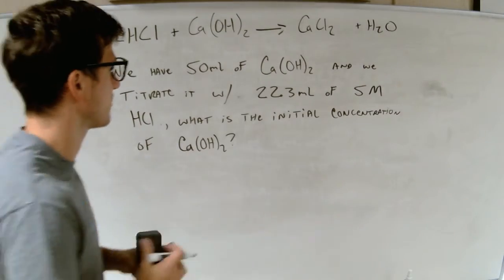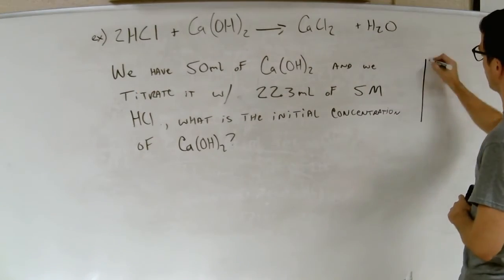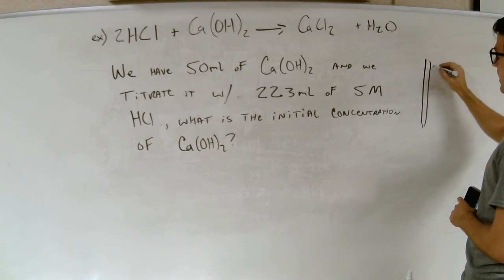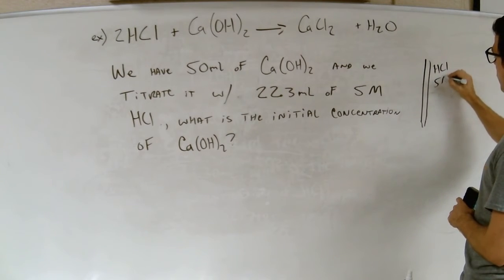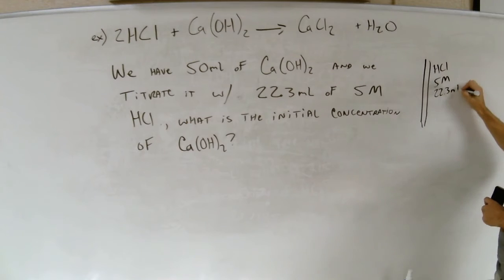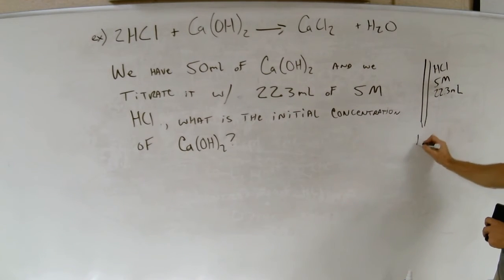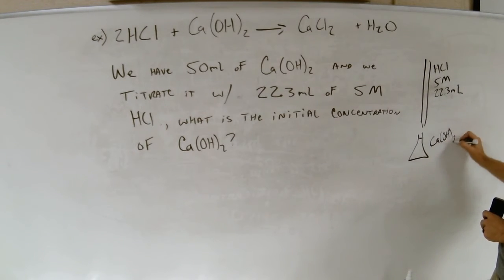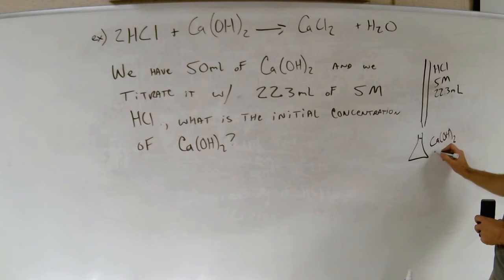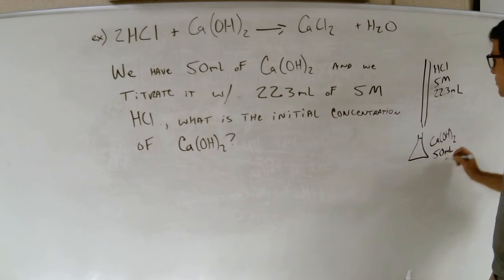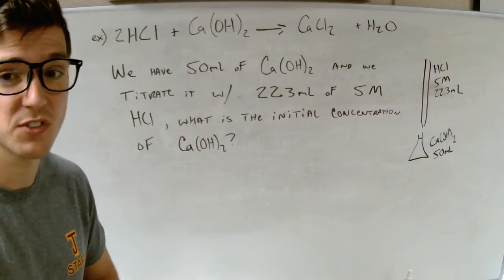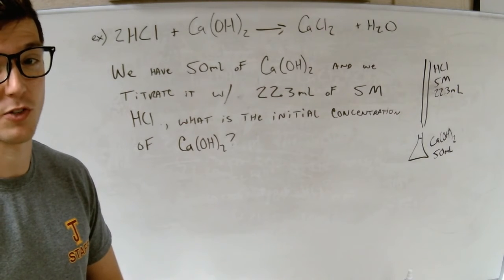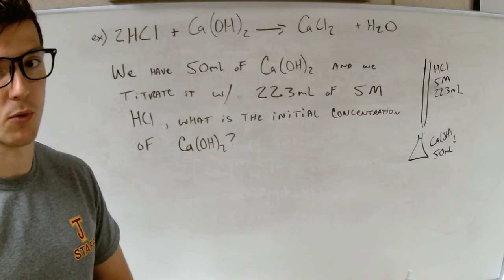All right, so again, I like to draw a picture. I'll draw it over here. Okay, in this situation, in the burette, the titrant looks like it's HCl, right? It's 5 molar, and we ended up using 22.3 milliliters of it. And then down here, our titrate ended up being CaOH2. We have no idea of the concentration, but we know we used 50 milliliters of it. So we need to know the moles of CaOH2, and we need to know the volume of CaOH2 to determine the concentration. We got the volume, let's figure out the moles, okay?